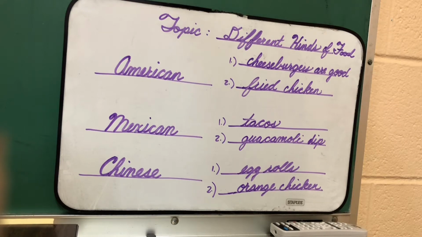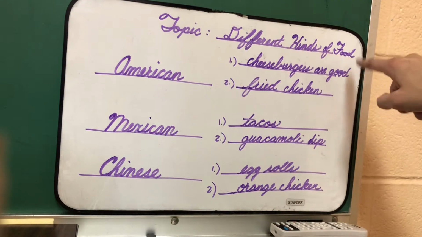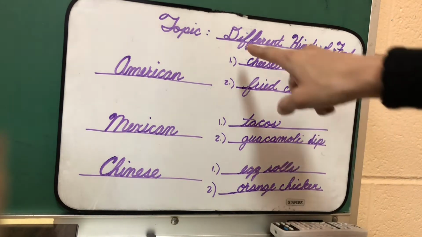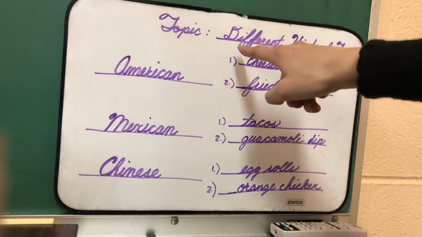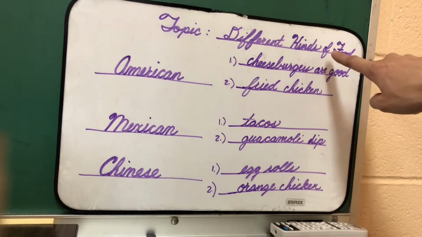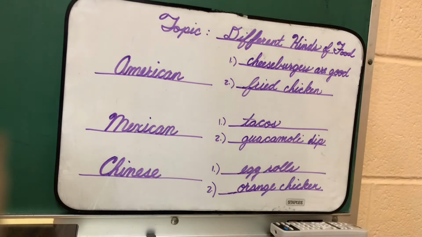Basically, we're going to write another paragraph from a topic. Now, friends, I chose the topic, different kinds of food. So on your worksheet at the top, I want you to copy this topic, different kinds of food. When you're finished copying that, next, I organized 3 ideas.